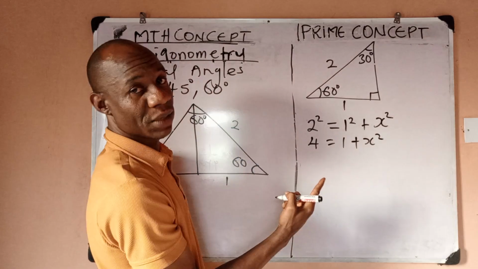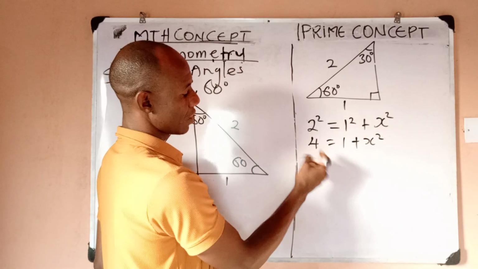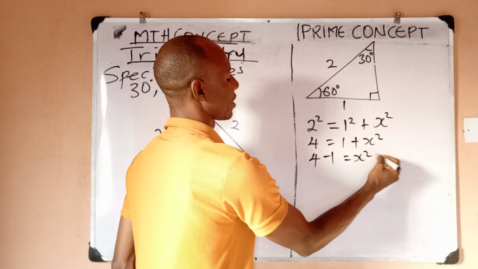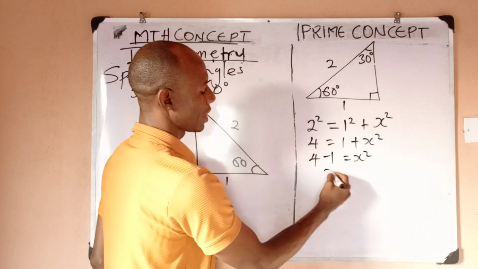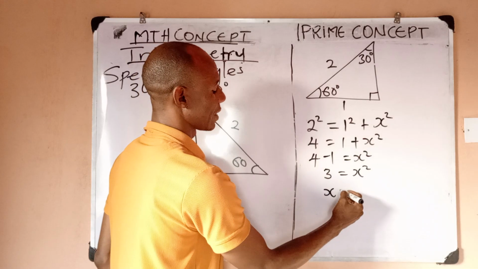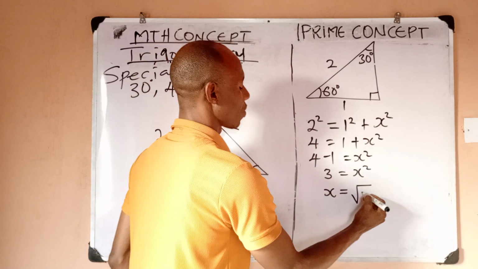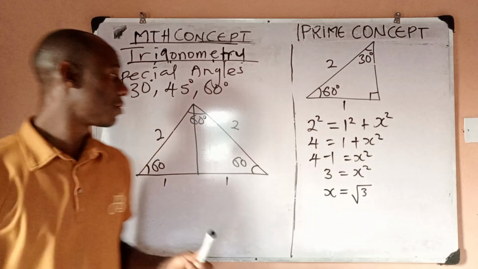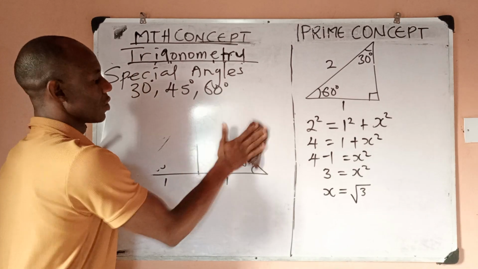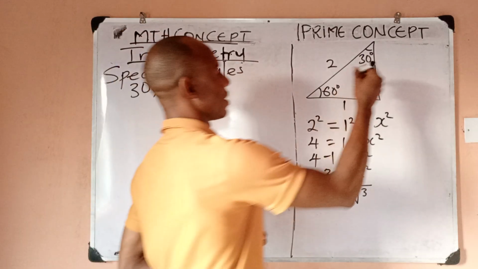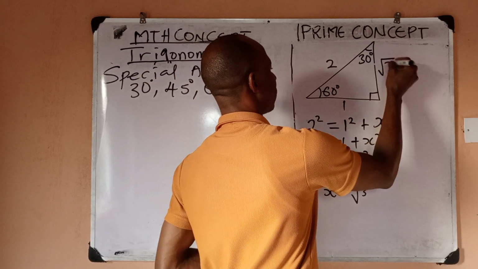So if I try to make x the subject, I would have 4 minus 1 equals x squared. So 4 minus 1 is 3, which is x squared. So which simply means that x is equal to what? The square root of 3, plus or minus, but I'm interested in just the positive value. So it means I've been able to find this side, the missing side of the triangle, as root 3.